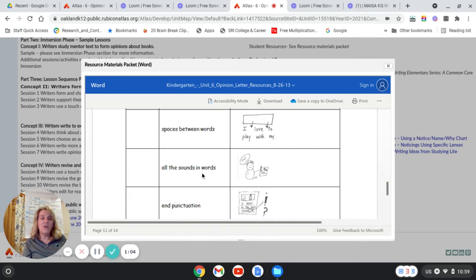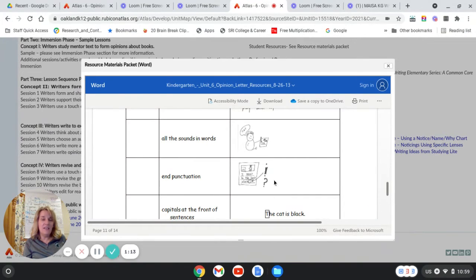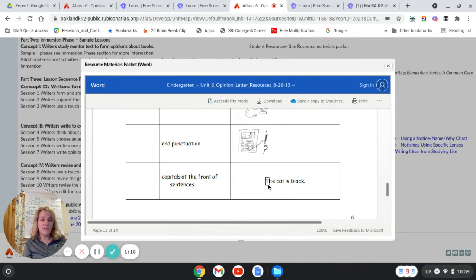We want to make sure all the sounds are in your words. Do the best you can for spelling on those tough words, sound them out, and try and get all the chunks in. At the end of our sentences, we need a period, an exclamation, or a question mark. And all of our sentences start with a capital letter with the first letter.